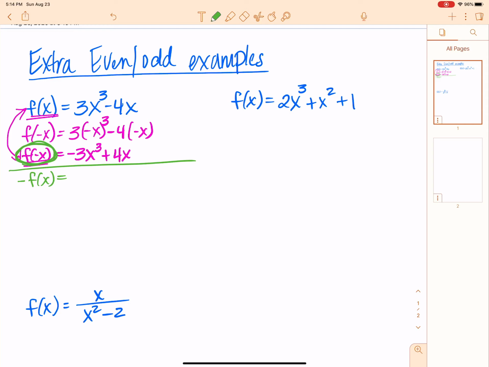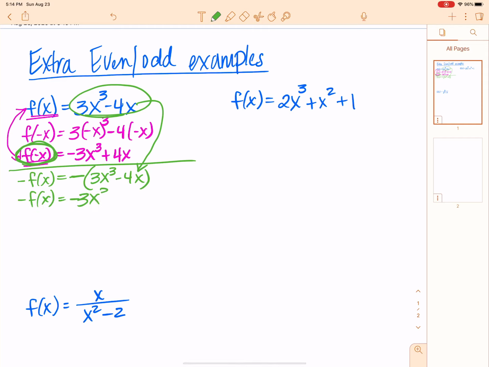Because if those two are equal, then I know that I have an odd function. So with negative f of x, I am going to put a negative in front of the original function. See, I just wrote that down here and put a negative in front of it. So now I'm going to distribute the negative to determine if it is equal to f of negative x. So remember your rule: if f of negative x is equal to negative f of x, then I have an odd function. So let's see if that is true.